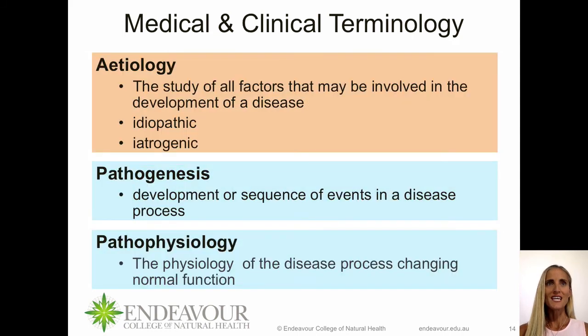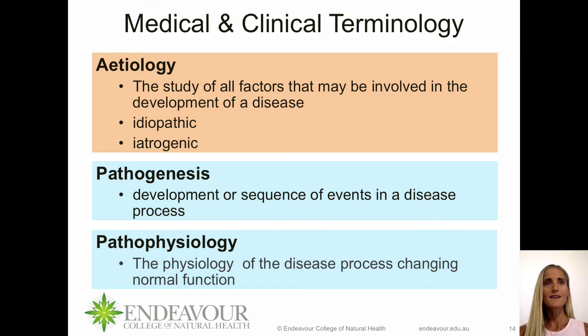Now, etiology is the study of all factors that may be involved in the development of a disease. So these could be idiopathic, which means that the cause is unknown. It could also be iatrogenic. So this means it's been caused as a result of a medical intervention or procedure. An example of that would be vasculitis, or damage and inflammation of the tissues around an intravenous cannulation.